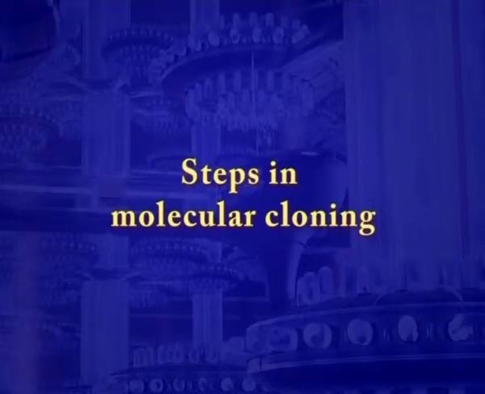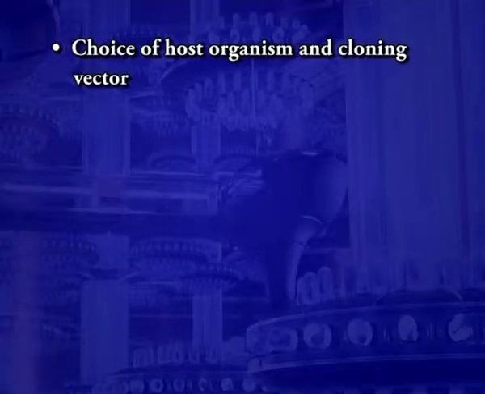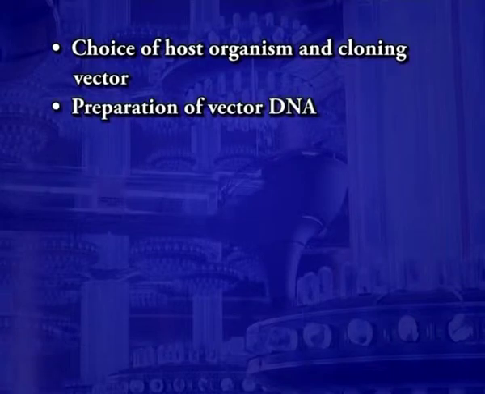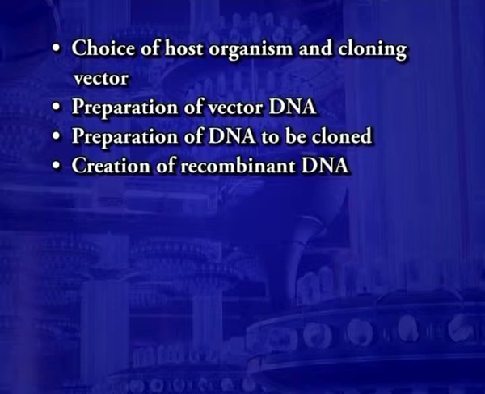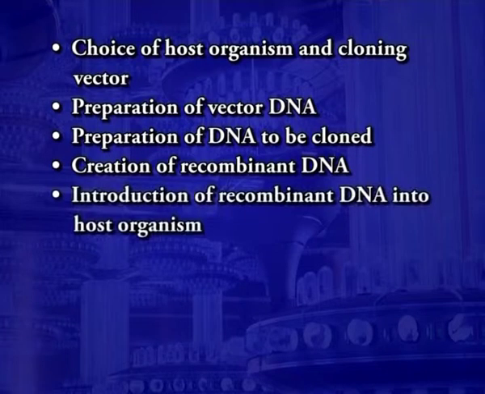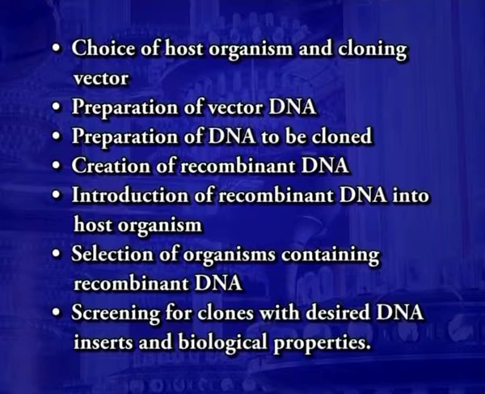Let us now look at the different steps in molecular cloning. In standard molecular cloning experiments, the cloning of any DNA fragment essentially involves 7 steps. The first step is choice of a host organism and cloning vector. Step 2, preparation of vector DNA. Step 3, preparation of DNA to be cloned. Step 4, creation of recombinant DNA. Step 5, introduction of recombinant DNA into host organism. Step 6, selection of organisms containing recombinant DNA. Step 7, screening for clones with desired DNA inserts and biological properties.